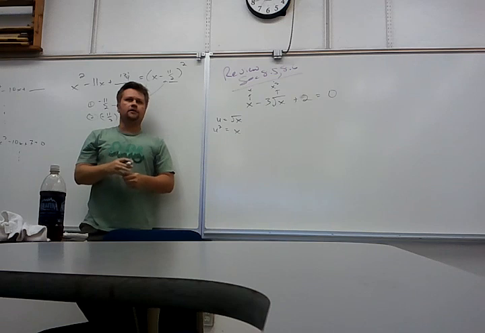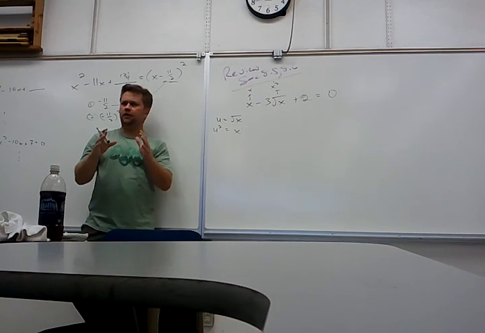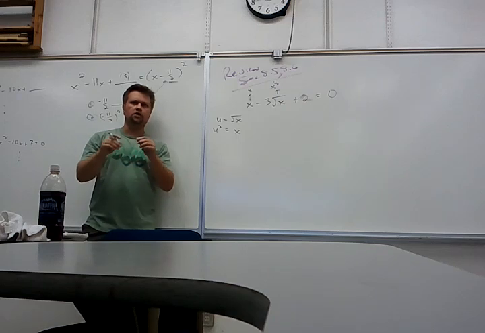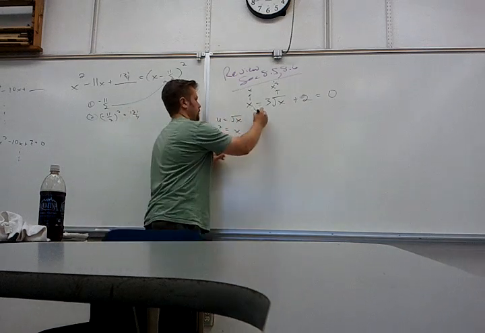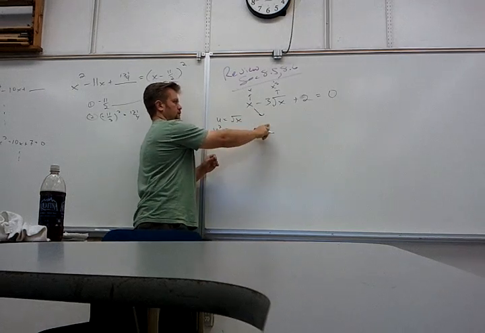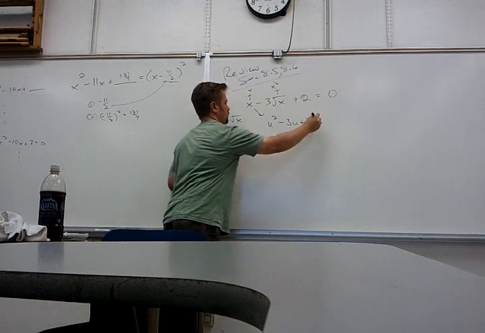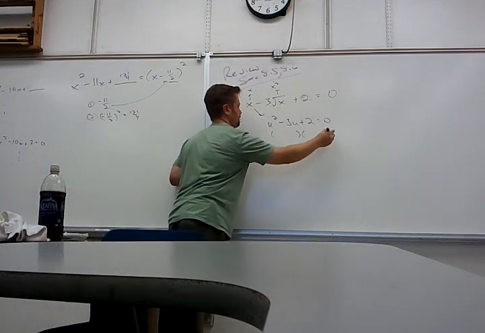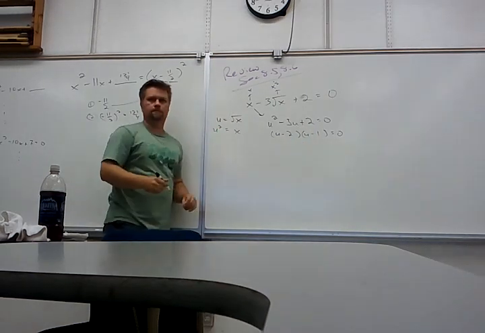Now, there are ways around this. You don't have to use substitution ever, really. But it just makes it easier to look at. So we're changing the form of it. So what's this now? This will be u squared minus 3u plus 2. And how do you factor that? U minus 2, u minus 1.